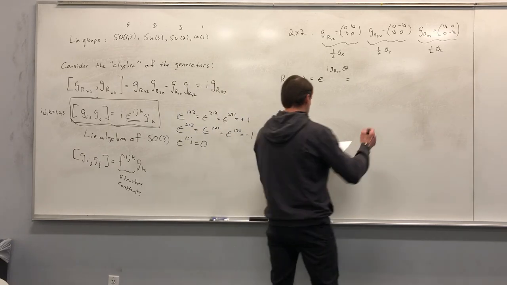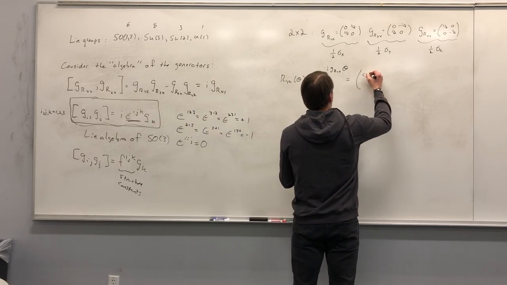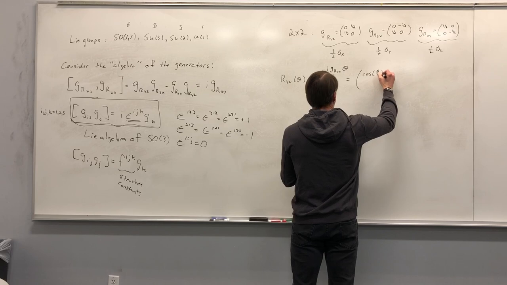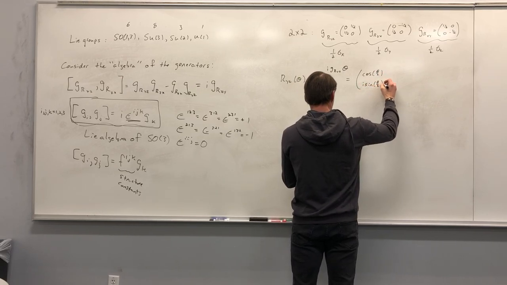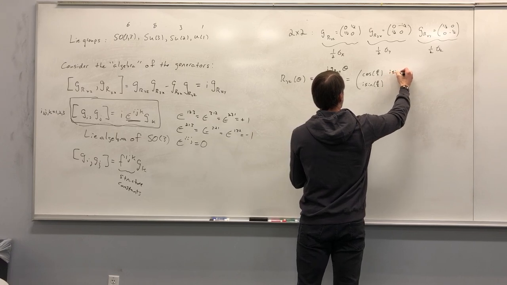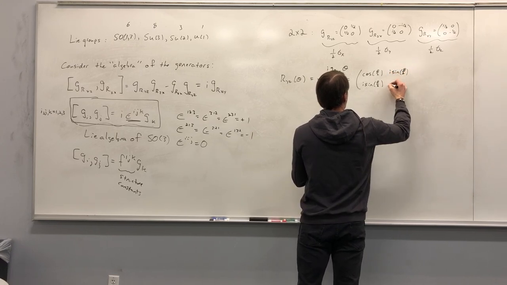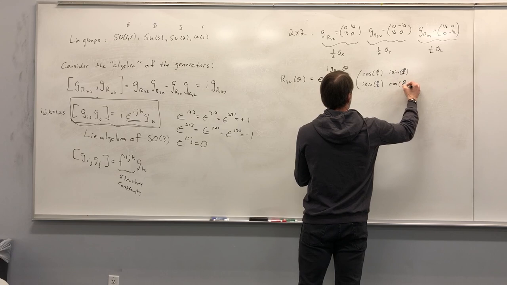So if we do this, we end up with cosine theta over 2, i times sine theta over 2, i times sine theta over 2, and cosine theta over 2.